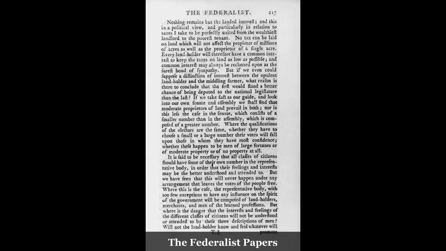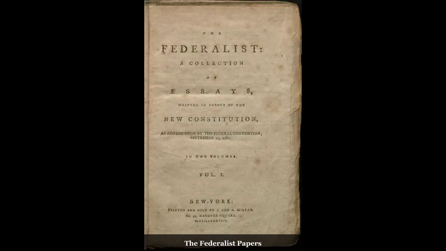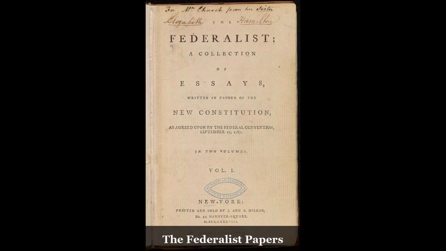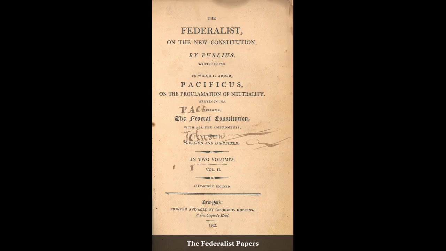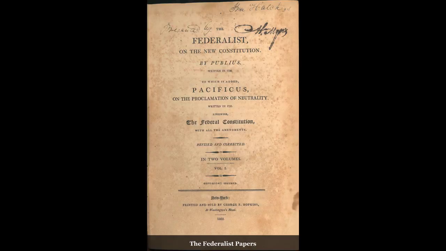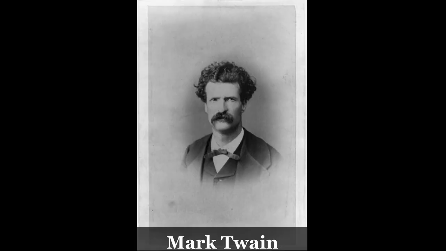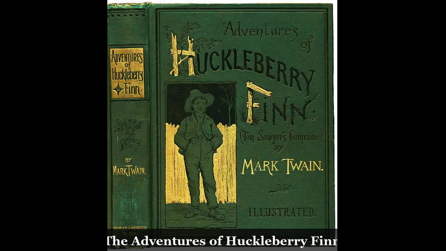One of the significant themes in the Federalist Papers is the balance between individual freedom and collective responsibility. The authors argue that a strong central government is necessary to protect individual rights and promote the common good, but they also recognize the dangers of tyranny and the importance of limiting government power. This tension between individual liberty and collective security is a recurring theme throughout American literature, from Herman Melville's Moby Dick to Mark Twain's The Adventures of Huckleberry Finn.